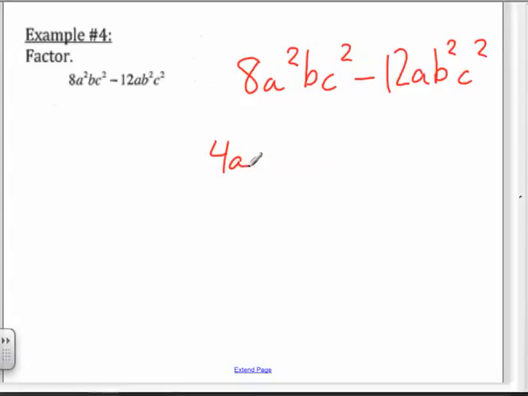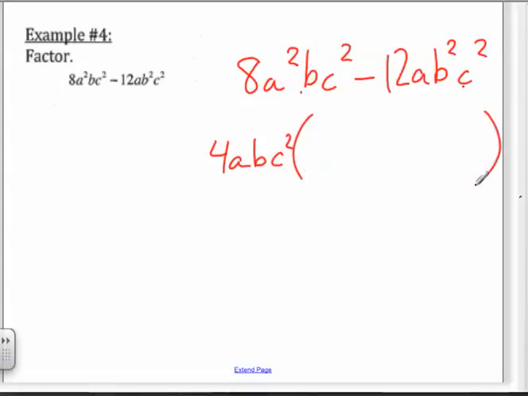All right? Now, they both have a b. The second one has b squared, but the first one just has b to the first. So b to the first is the most I can take out. I can't take out b times b because the first one doesn't have that. And then the second one, they both have c squared, so I'm going to pull that out, c squared.